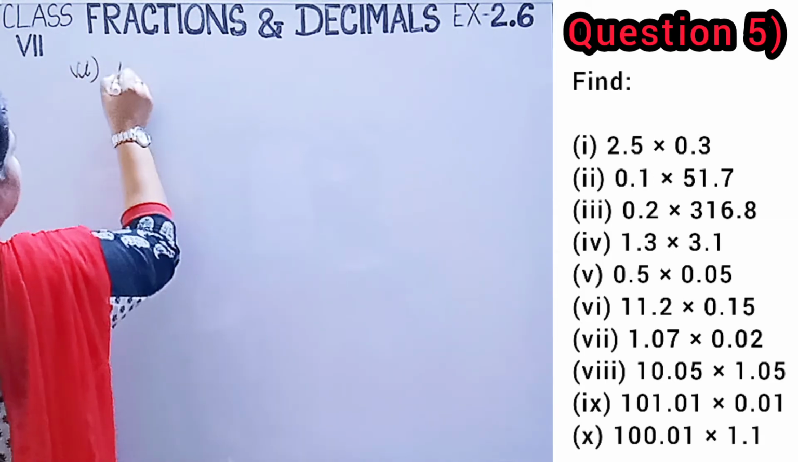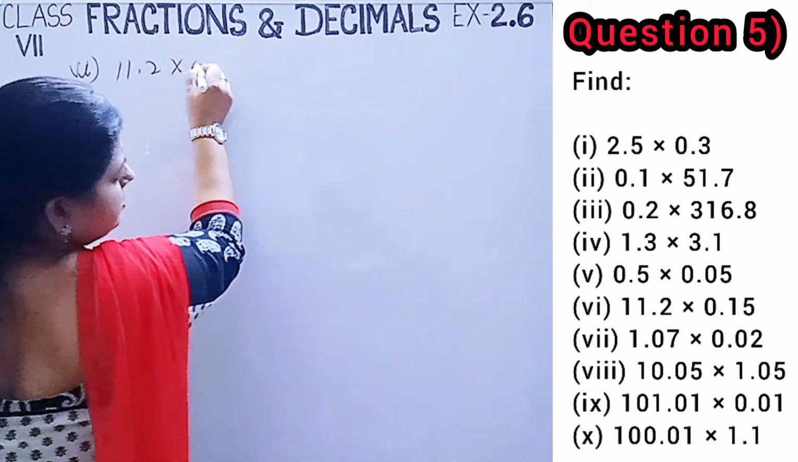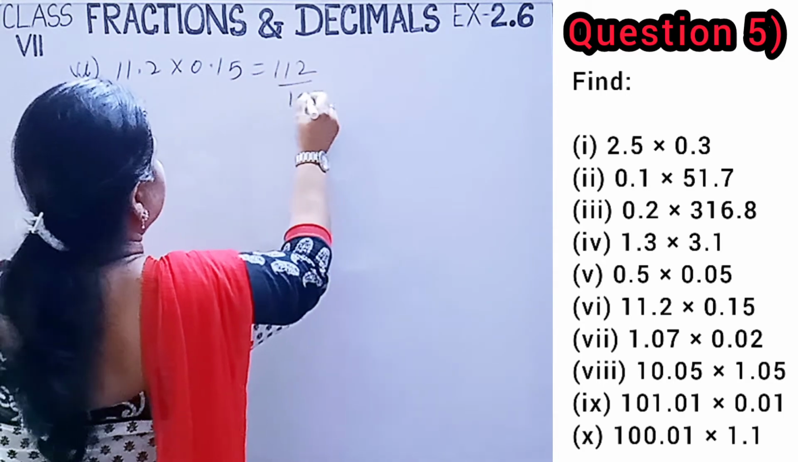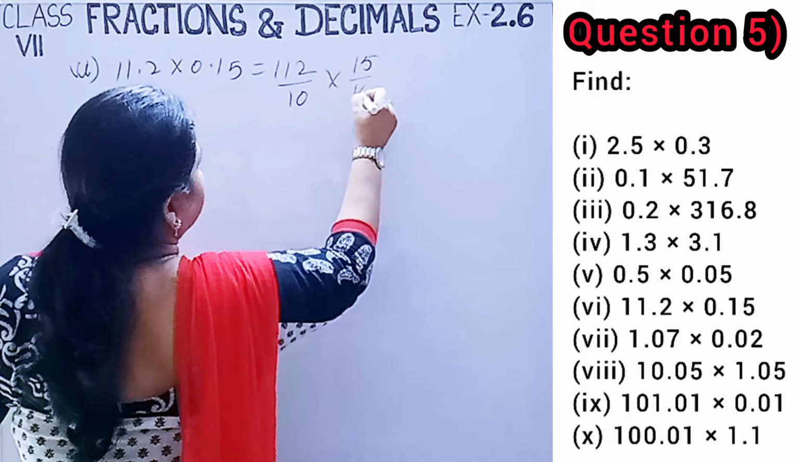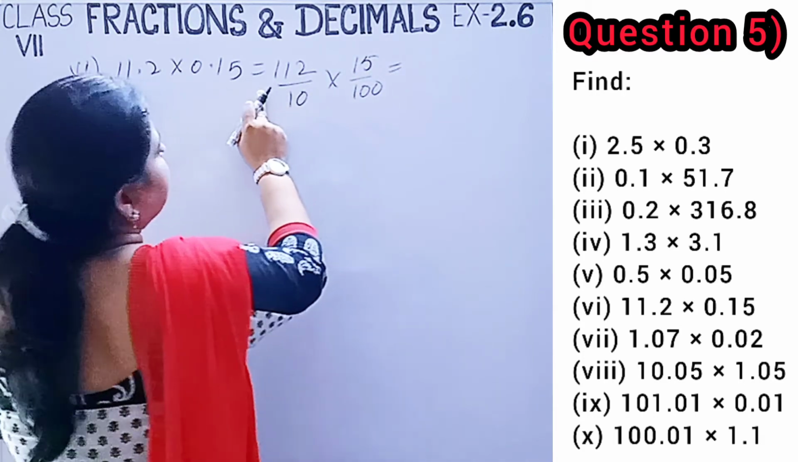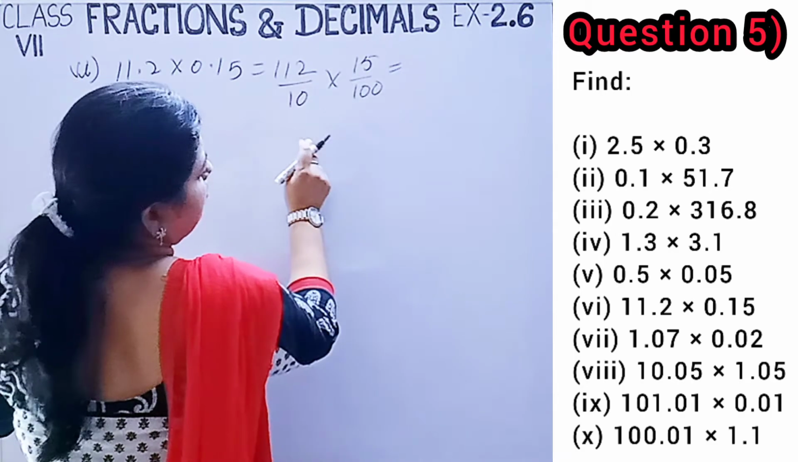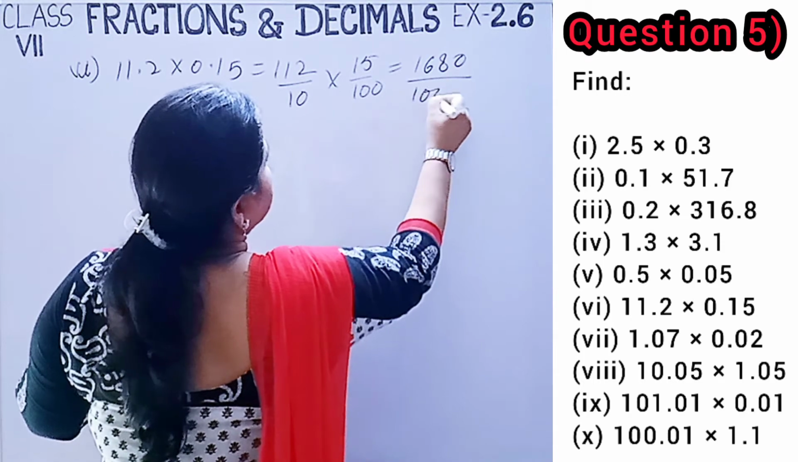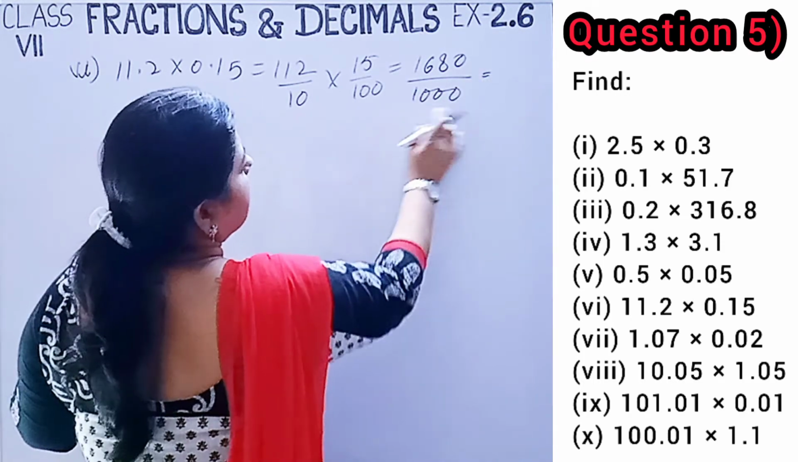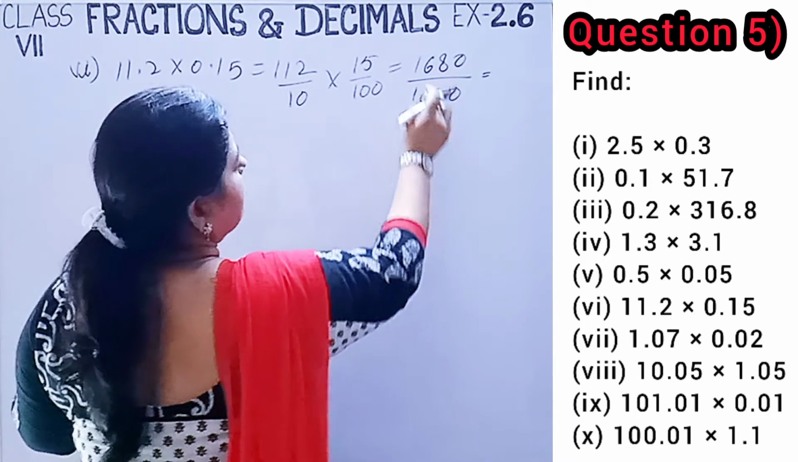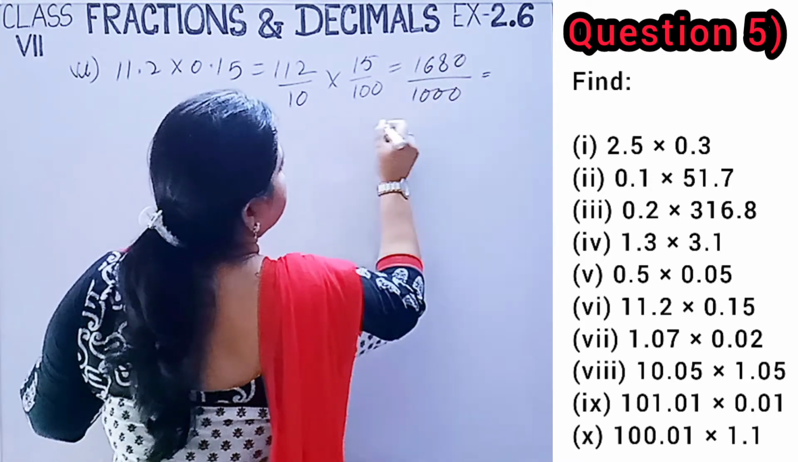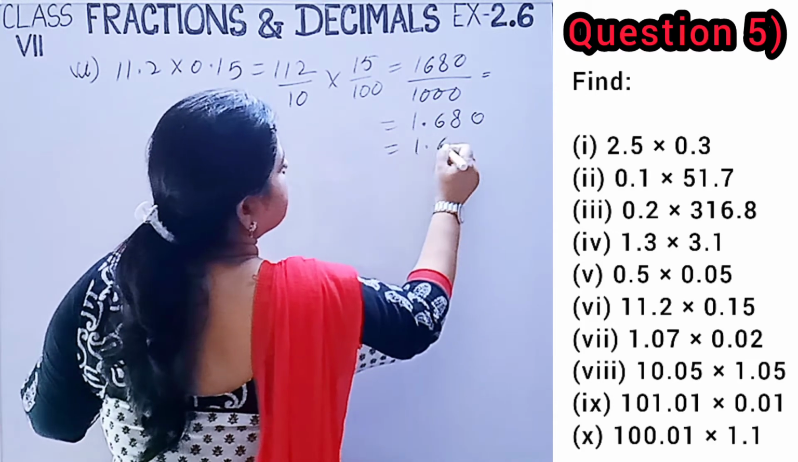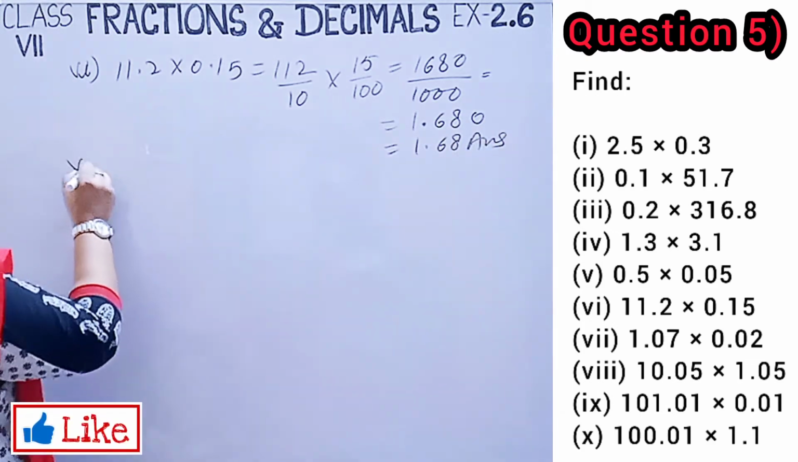Part 6, 11.2 into 0.15. So 112 upon 10 and 15 upon 100. So we have to multiply 112 with 15. So we get here 1680 upon 1000. Now here we have 3 zeros in the denominator. So we have to put decimal here. So answer will be 1.680 or 1.68. Answer.